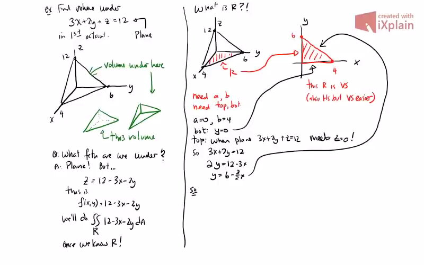So here's the deal. Our volume now is the integral over R of the plane. And as a vertically simple region, the left and the right are 0 and 4. The top and the bottom are 0 and 6 minus 3 halves x. The plane itself is 12 minus 3x minus 2y, and then dy dx because it's vertically simple. And that's the final integral that gets evaluated.